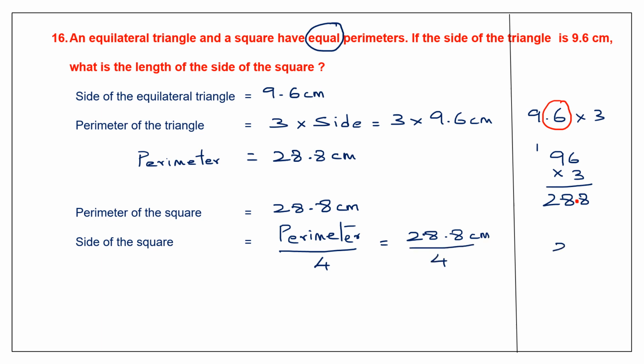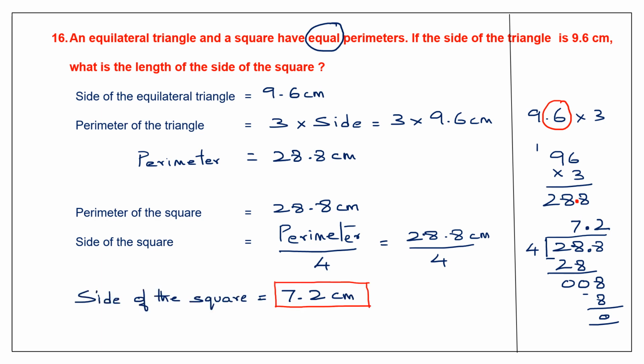So let's do this division. 28.8 divided by 4. We can take 28, so that is 4 sevens are 28, minus we have 0, 0, and then we have a point here which we can carry up, and I can bring down the 8. Now 4 twos are 8 minus 0. So we have found the side of the square to be 7.2 centimeters. So the side of the square is 7.2 centimeters.